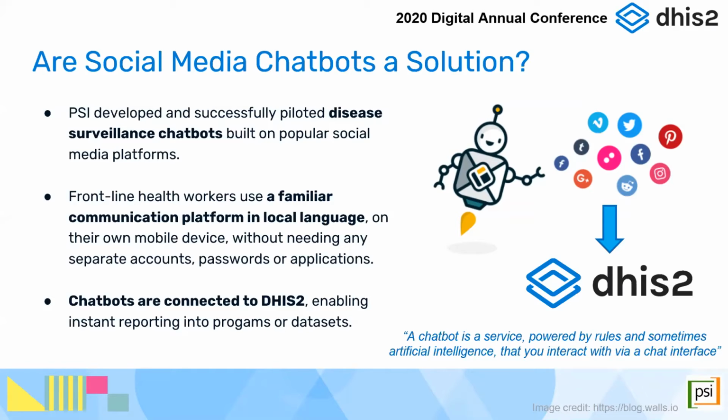So, in its simplest definition, a chatbot is a service that's powered by rules and sometimes by artificial intelligence, where a user interacts through a chat or messaging interface, following a set of rules or a workflow. And it's as simple as that, right? You interact with the chatbot to report data in this case. So it can be used for many other things as well.